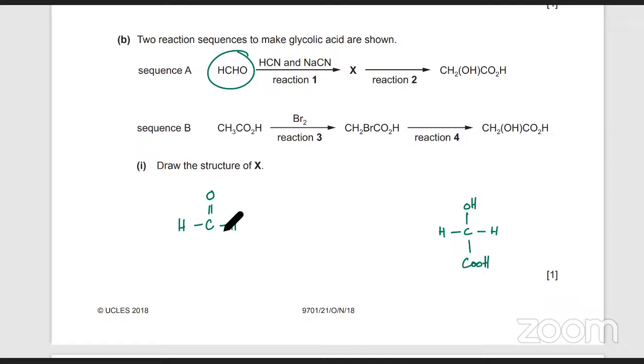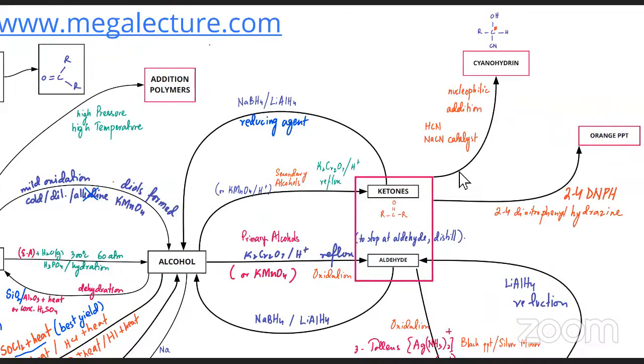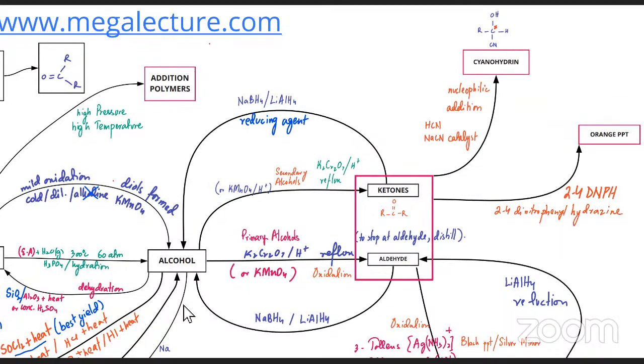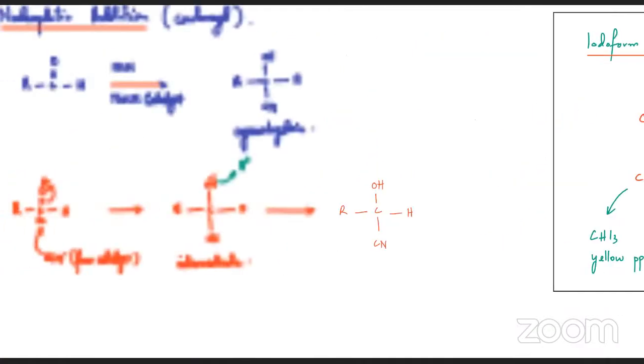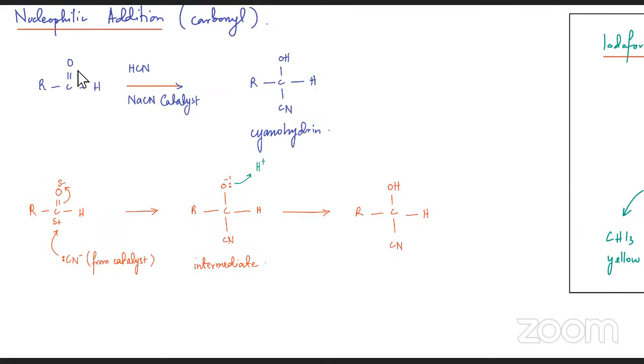What reactions do aldehydes undergo? Nucleophilic addition. This is nucleophilic addition. In nucleophilic addition, to your aldehyde or ketone, HCN gets added. HCN gets added to the C=O double bond, which is polar. So the CN bonds to one side and the O on the other side attaches to H. So you get OH on top and CN at the bottom.